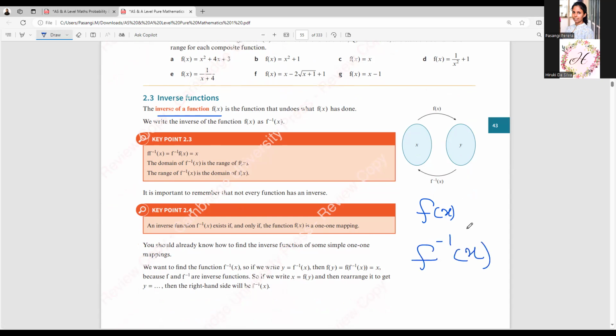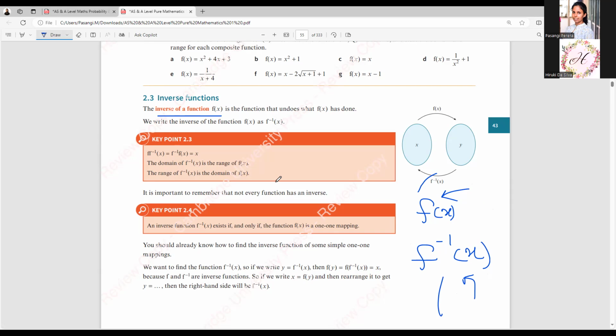So the relationship between these two key points is that the domain of the function will be the range of the inverse function. The range of the original function will be the domain of the inverse function. It's a vice versa thing. Then it's important to remember that not every function has an inverse.